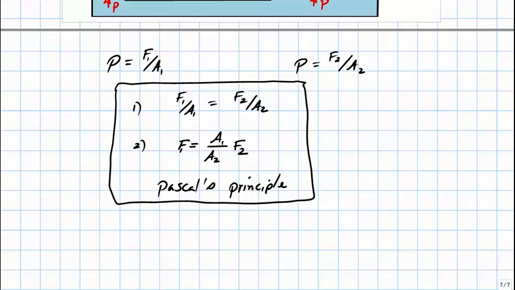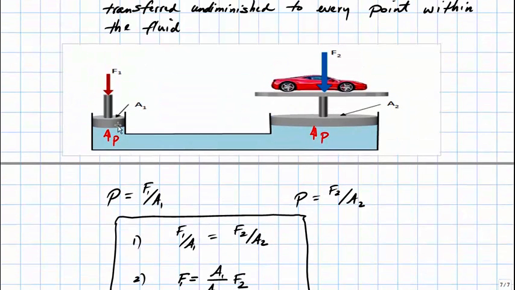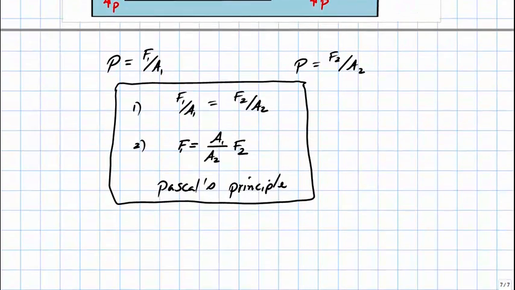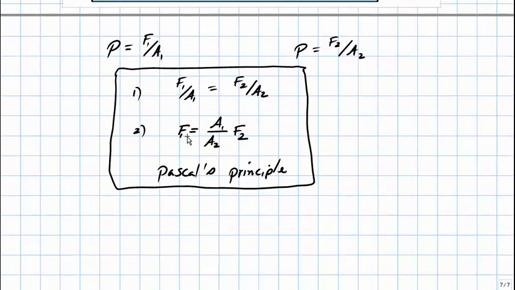Notice that in our hydraulic jack, A1 is much smaller than A2. Let's assume that A1 has a value of 1 square meter and A2 has a value of 10 square meters. If we apply these values within this equation, F1 will equal 1 over 10 times F2. In other words, F1 will equal 1/10 of F2.